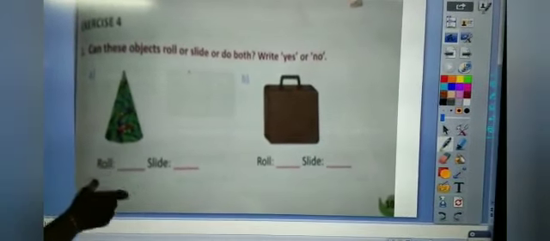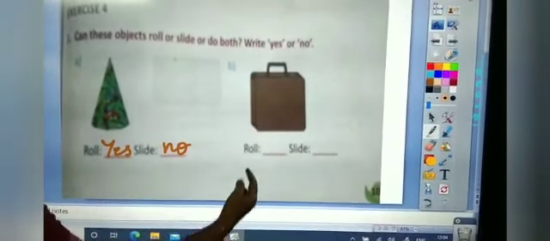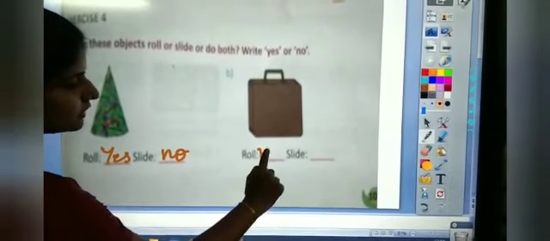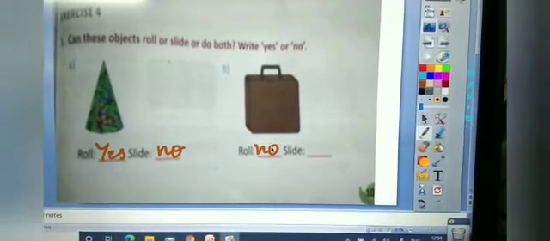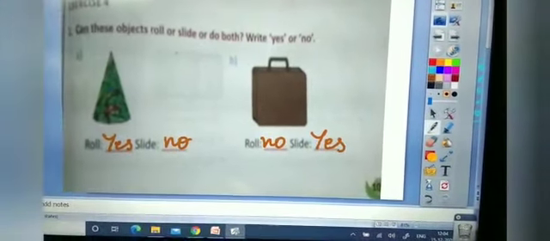This is a cone shape. If we push the cone shape down, it will roll. So for roll we have to write yes. Does it have any slides? No. So N-O, no. And look at the second one. It's a briefcase. The briefcase shape is a cuboid. Can the suitcase roll while pushing on the ground? No. So this is a no. N-O, no. And does the suitcase have a slide? Yes. Y-E-S, yes. So these are the answers for the first two objects.